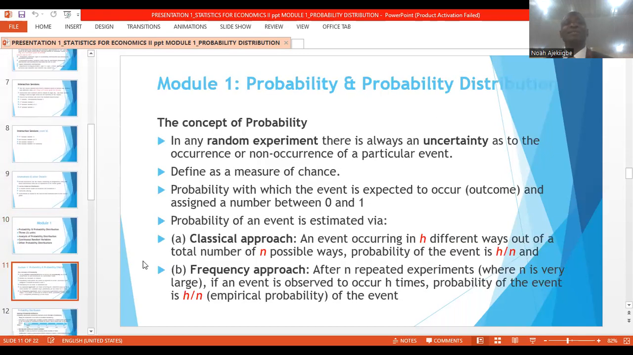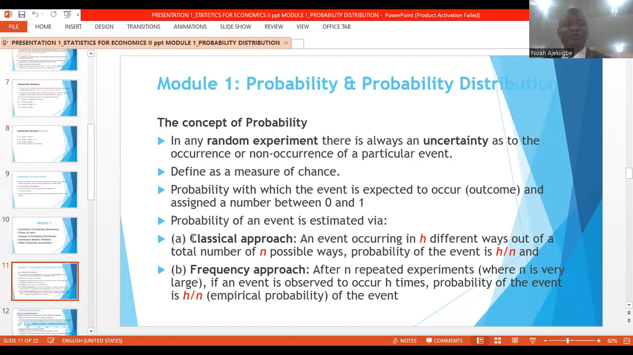Now, to give you an understanding of probability and probability distributions, you need to understand the concept of probability. We'll begin by saying that in any random experiment, there is always an uncertainty as to whether the event will occur or not. So for a particular random experiment, either there's an occurrence or there's no occurrence. So we define probability as a measure of chance, and the probability that the event will occur can always be assigned between 0 and 1.